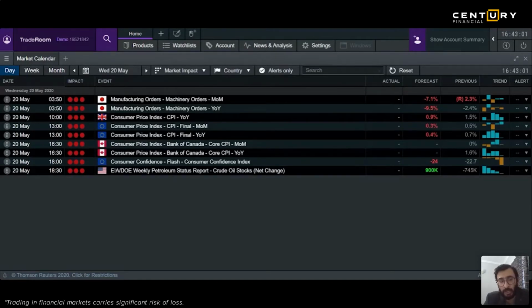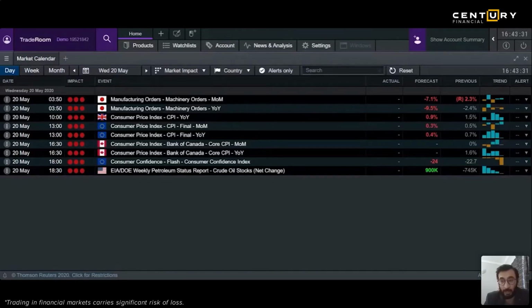If you see in the last, there is something called the EIA/DOE Weekly Petroleum Status Report, crude oil stocks. Oil is one of the most traded, most talked about instruments in the last few weeks. We have talked about oil prices going negative. We have seen oil prices rebounding. We have seen oil prices volatile in all forms. This data comes every Wednesday at 6:30 p.m. As you can see, this is 20th May. This is tomorrow.